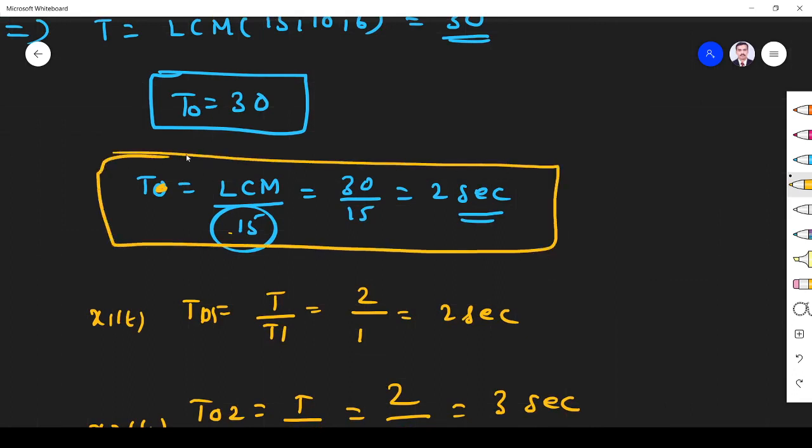So this is the way we can get the answer. These are all formulas.